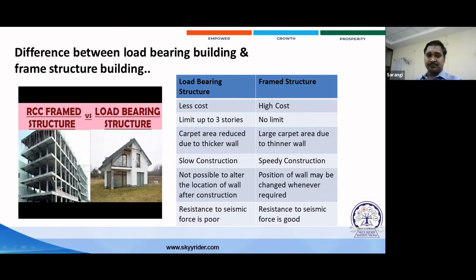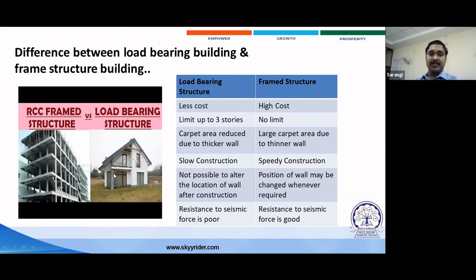And depending on safety, the load bearing wall structure can be constructed up to 3 stories, whereas the RCC frame structure can be constructed in multiple stories. In the case of a load bearing structure, the wall thickness is much thicker compared to the RCC frame structure. That's why the carpet area will be lesser in a load bearing structure and much more in an RCC frame structure.